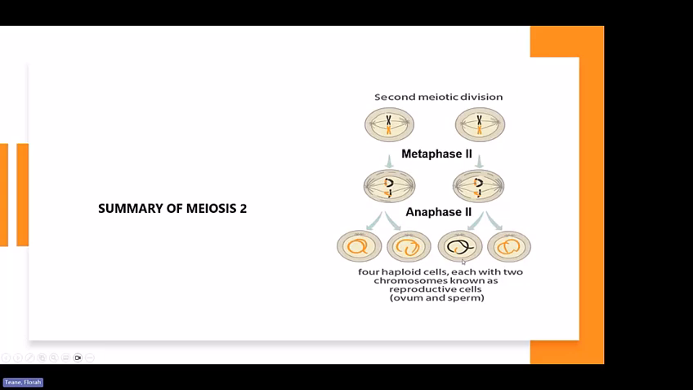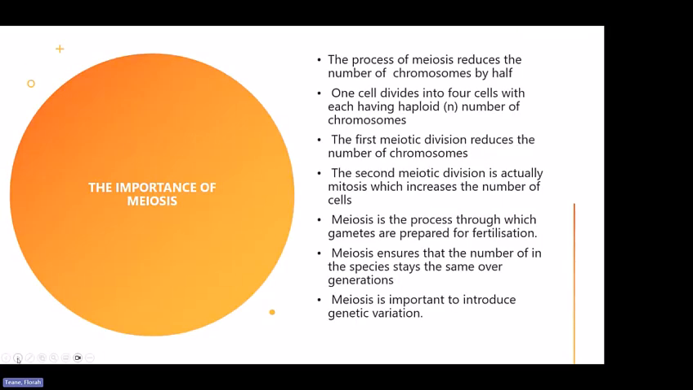And finally, we are having 4 haploid cells. What is the meaning of the word haploid? Haploid means these cells have half the number of chromosomes. In terms of human beings, they have only 23. Remember, the karyotype for a human being is 46. So they are having only 23 because these are sex cells.